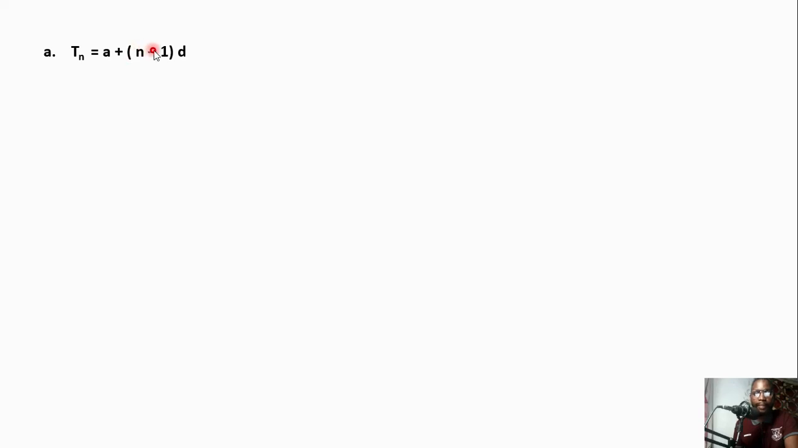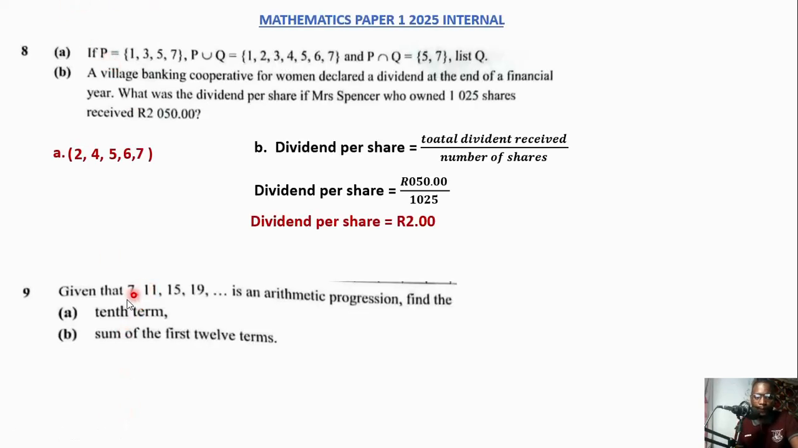Okay, so n minus 1. Then d is the common difference. So you can see that we have the first term in our question. Here the first term is 7, and the number of terms they're talking about, they're saying we find the 10th term.